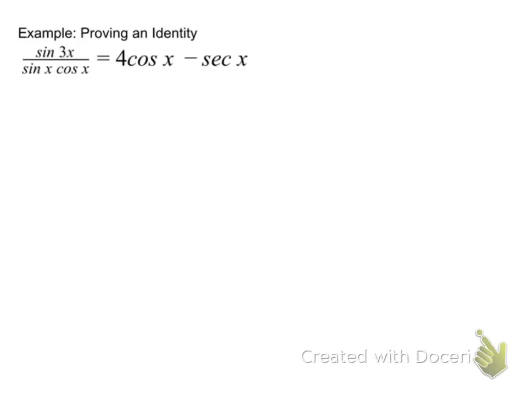Left, they both could technically have fractions because secant's 1 over cosine. That's good to know. Keep that in your mind. But I also see sine of 3x, which means I can expand it and also have a bigger fraction. So that's why I'll stick with the left.